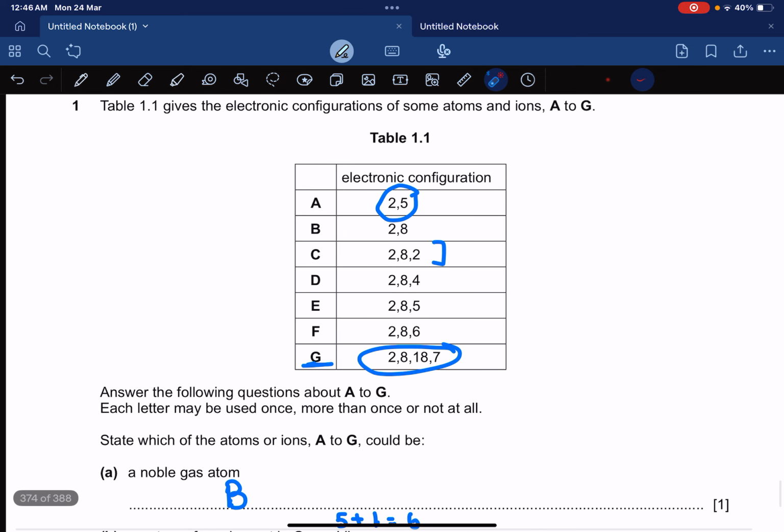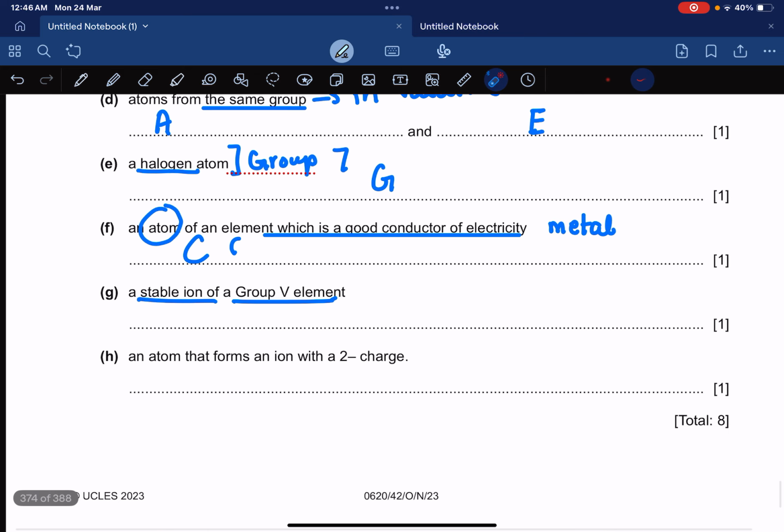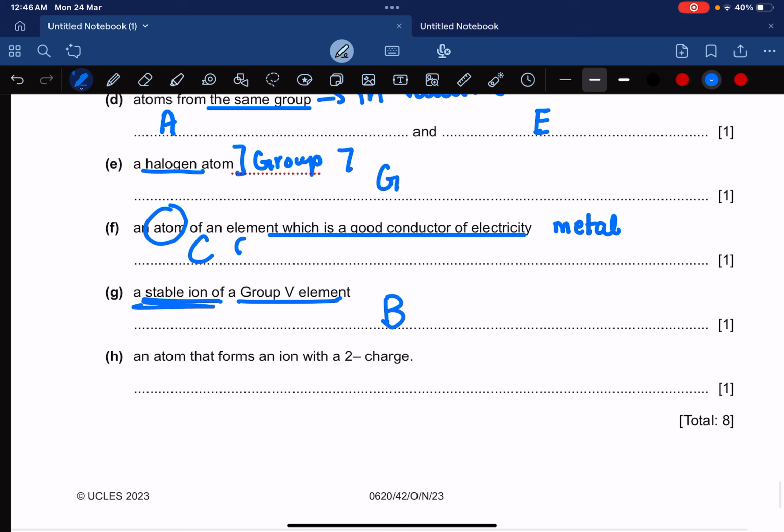So what has 8? This right here, B is going to be the answer. So it has to be B. Why does it have to be B? Because it's an ion. If it was an element from group 5, you could have taken A or E, but it's an ion. Acha. An atom that forms an ion with a charge of 2 negative.